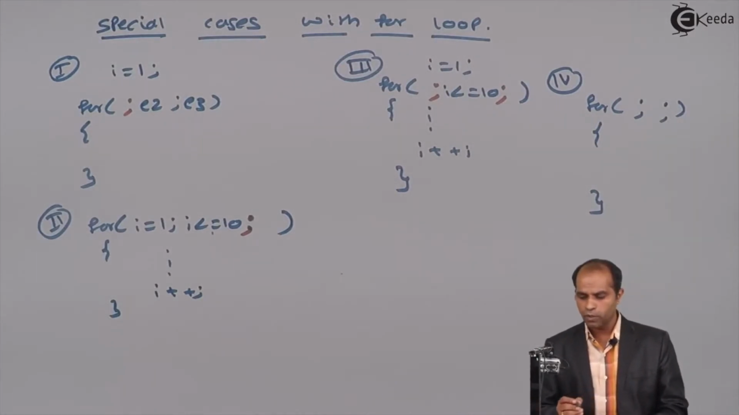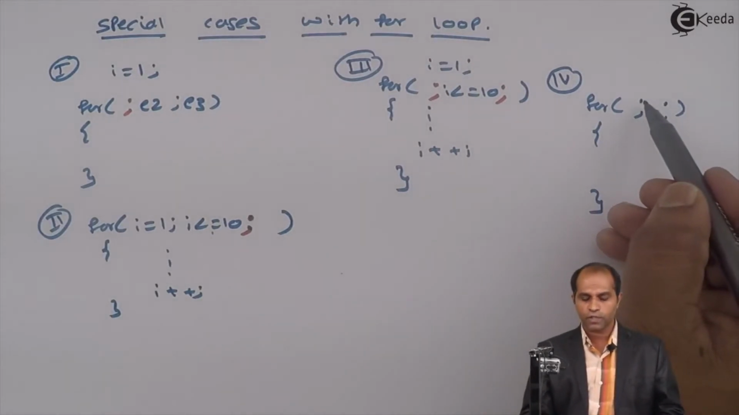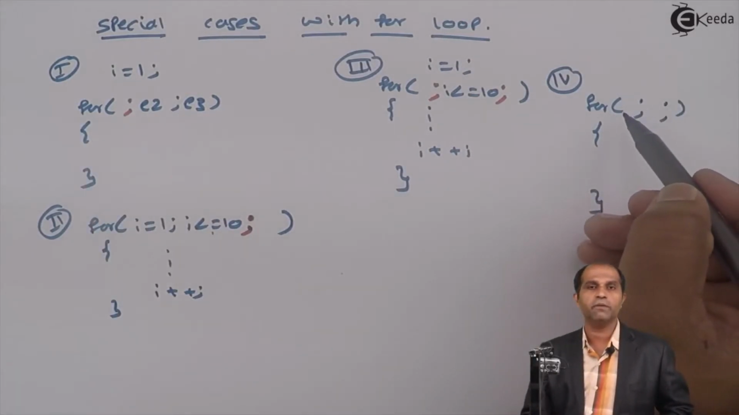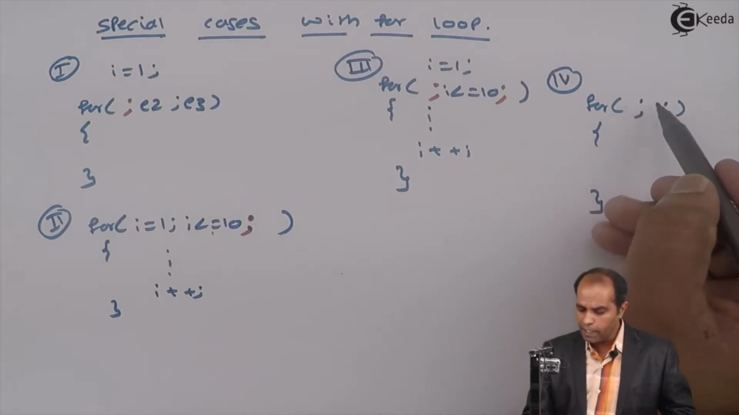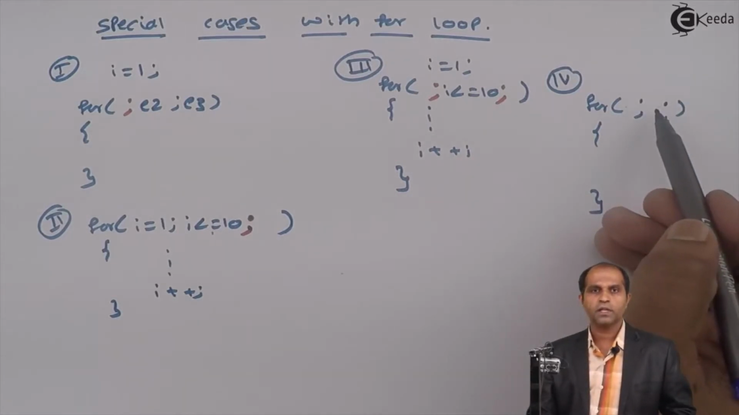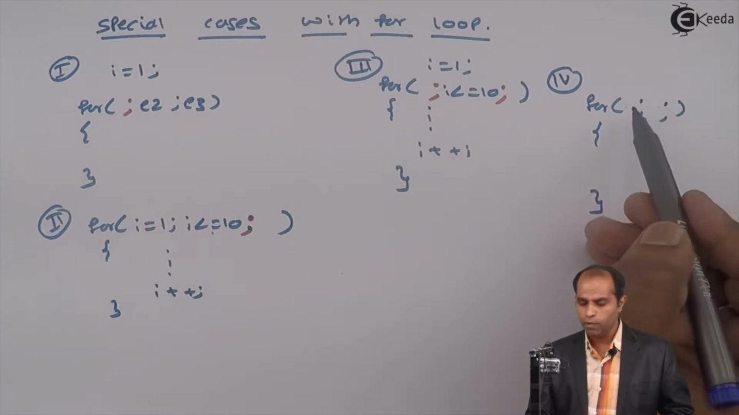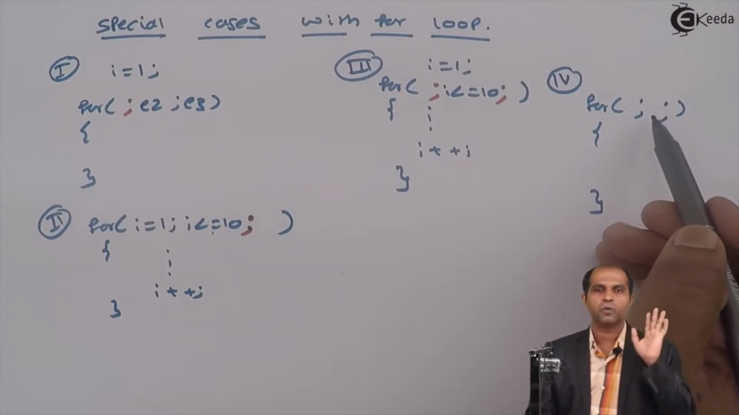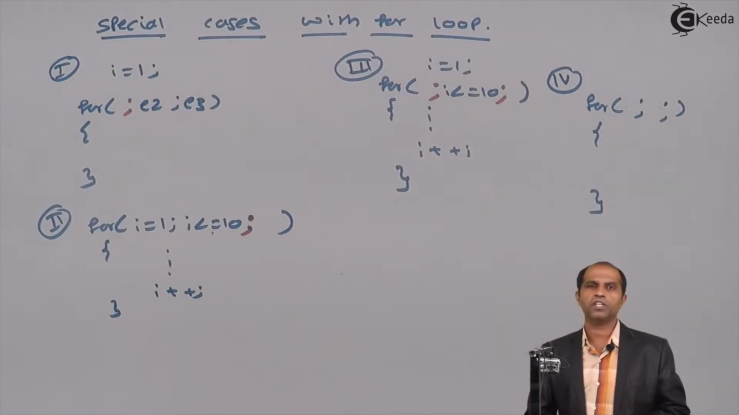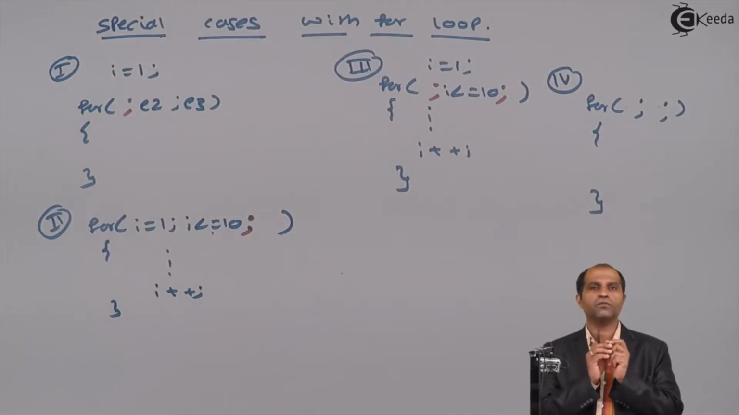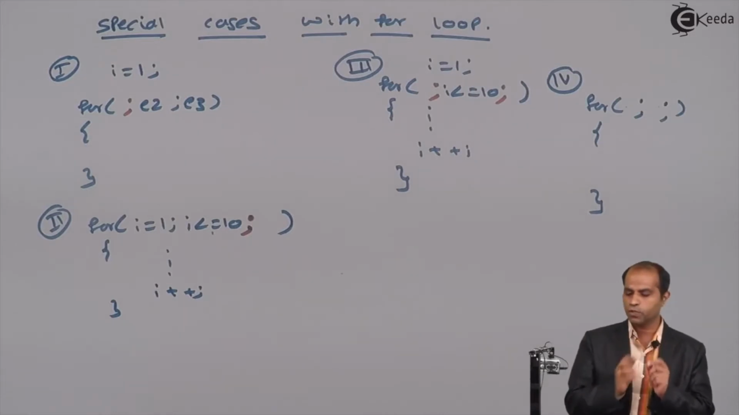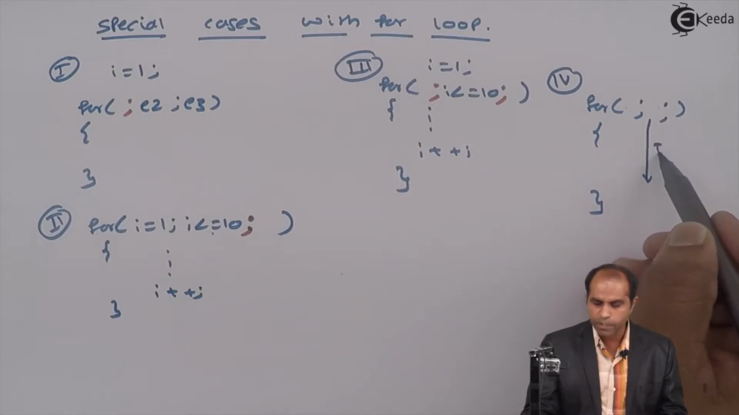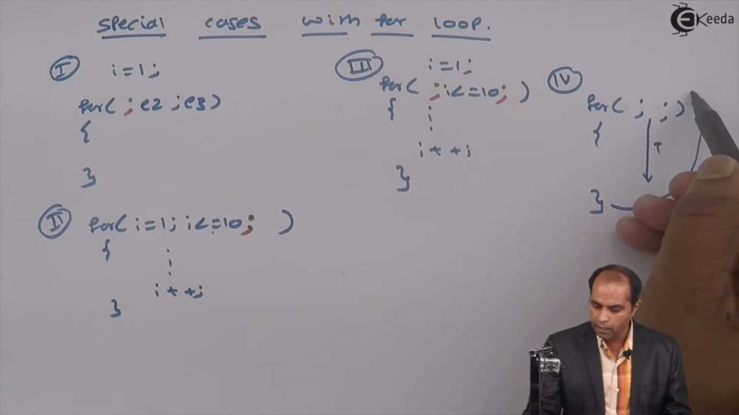Now, as you know, when a semicolon is identified, it works similar to the first case. It assumes that E1 has been done someplace. I have E2 missing. If E2 goes missing, it says that E2 is considered as true. If you miss out a condition in the for loop, it will always be considered as true. Hence execute the statements and then go back and recheck the condition.